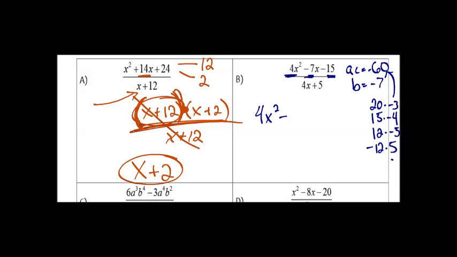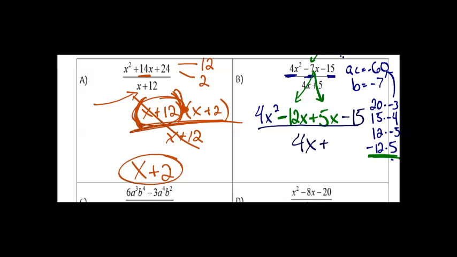I have to use a negative 12 and a positive 5, because that's going to add up to a negative 7. So I'm going to write that as negative 12 and positive 5. They both still have x's on them because they're splitting up this negative 7x. I'm basically doing the opposite of combining like terms here. And then I rewrite the rest of it exactly the same. I guess I changed colors there, but that's okay. This is all still divided by 4x plus 5.